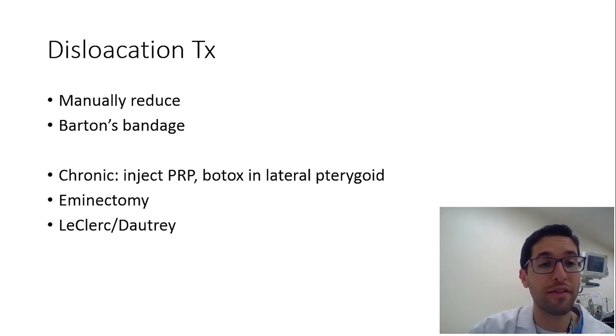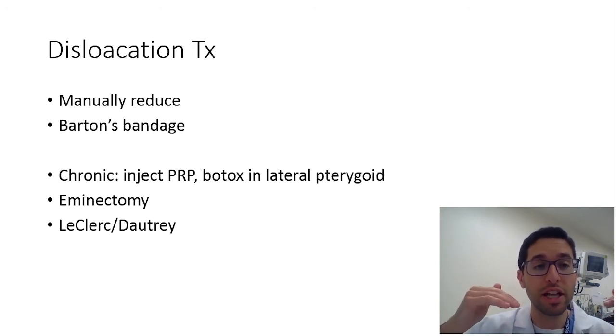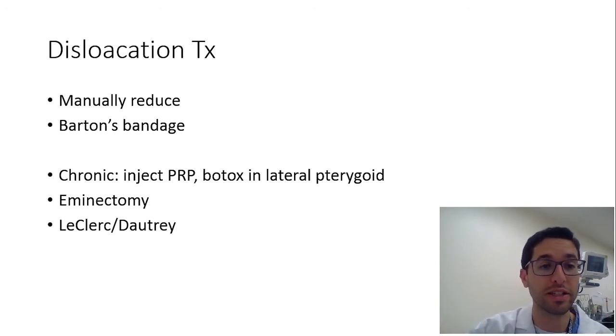And then the other option you have is eminectomy. Here you reduce the eminence. Now, when you reduce the eminence, just so we understand, the goal there is not to prevent subluxation, but that we know the patient will subluxate, but at least they'll be able to reduce themselves. If you take down the eminence, then they'll be able to reduce themselves quite easily.